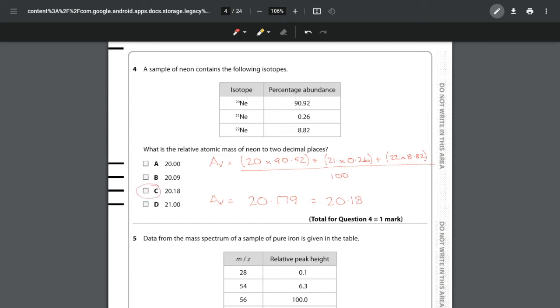making our answer C. And we know that it's more likely to be 20 than it is 21 or 22 because our percentage abundance of the 20 is very high. But it can't be exactly 20 and it can't be exactly 21.